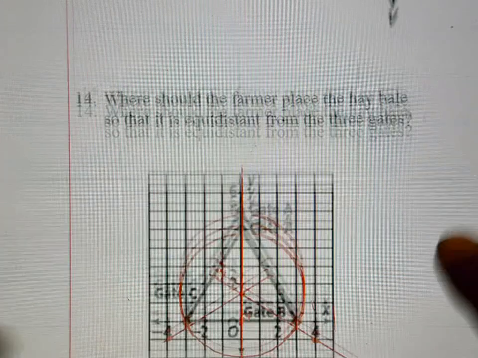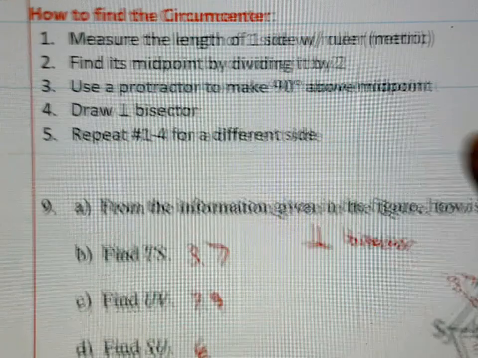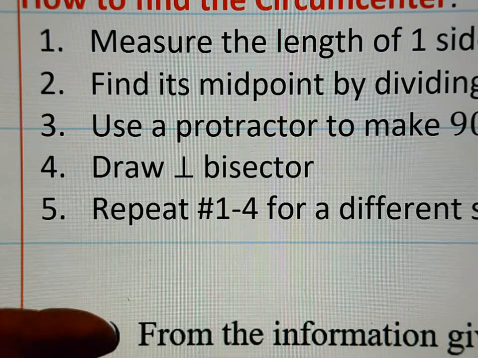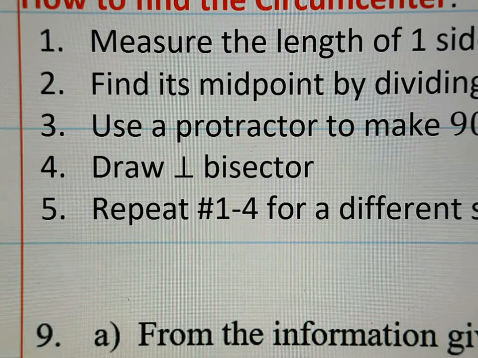Okay, so I'm going to end your notes right there, but if you want to have the steps of what I just showed you, there are the 5 steps. Otherwise, I'm going to give you 15 minutes to get that worksheet done.